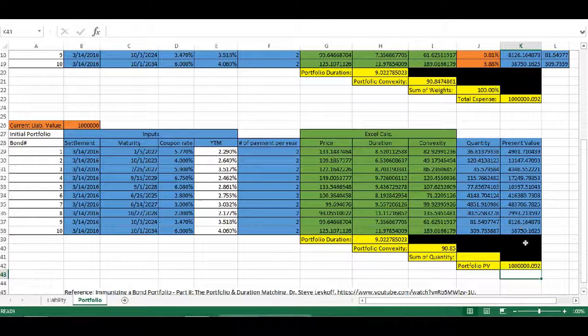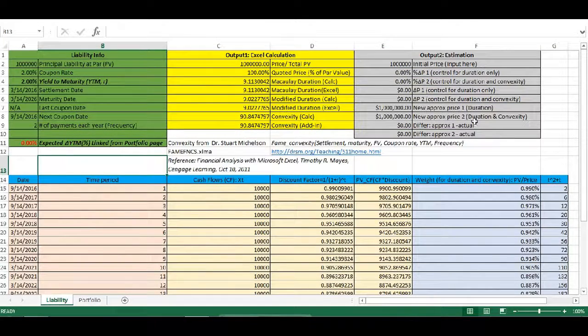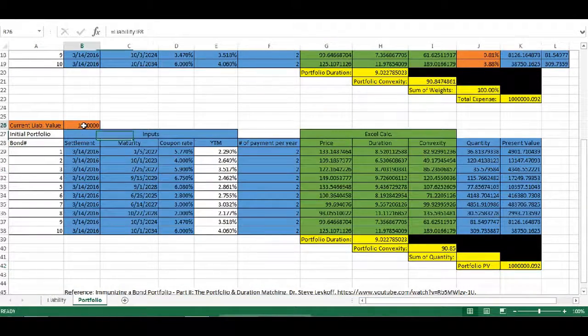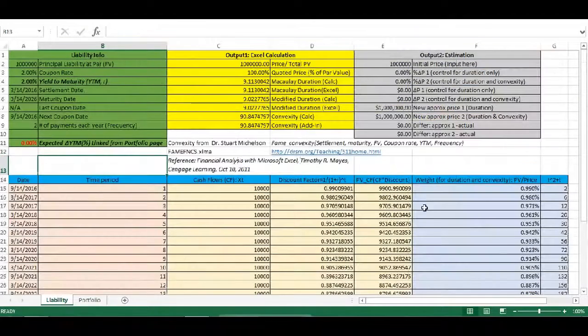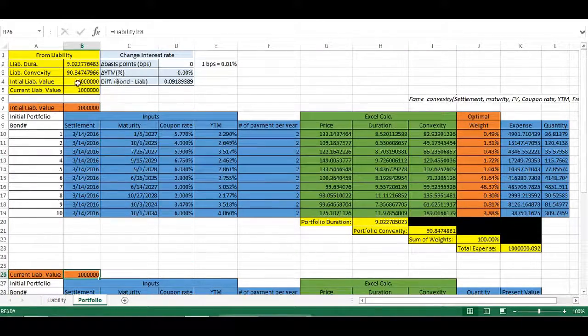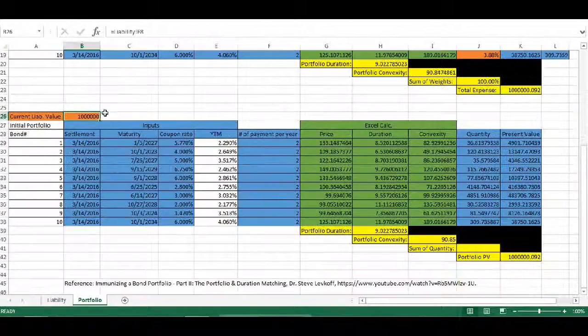sum. This number represents the value of the bond portfolio after the yield curve change. We will compare this present value to the approximate price 2, which is the price or value of the liability when our interest rate or yield to maturity curve changes. And we have the same number here. This number is equal to this new approximate price 2 and also equal to this current liability value.